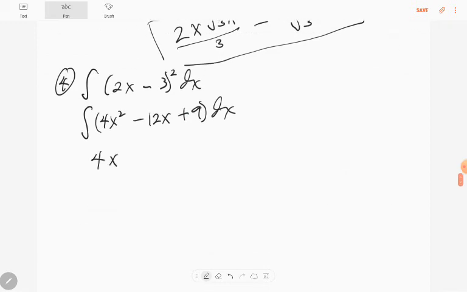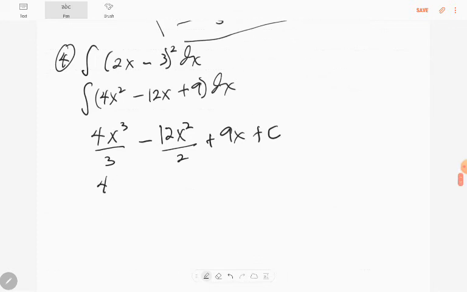So 4x raised to 3 over 3 minus 12x squared over 2 plus 9x plus c. Simplifying, it will give 4x cubed over 3 minus 6x squared plus 9x plus c for the last part.